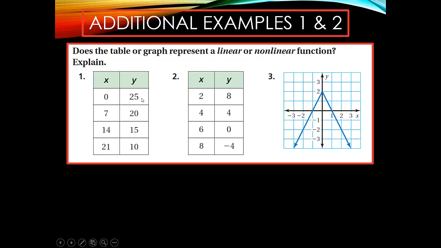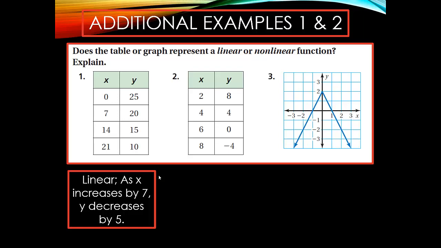For Y, we go from 25 to 20, so we're subtracting 5, 20 to 15, we're subtracting 5, and 15 to 10, we're subtracting 5. So this table would be linear. As X increases by 7, Y decreases by 5.